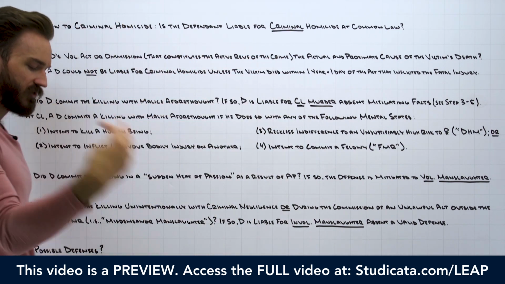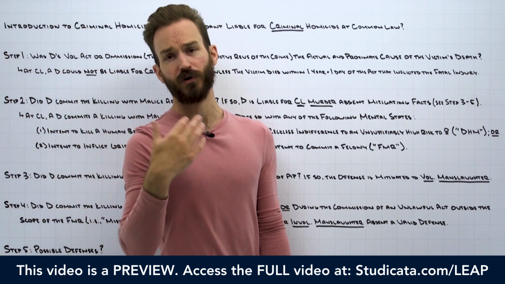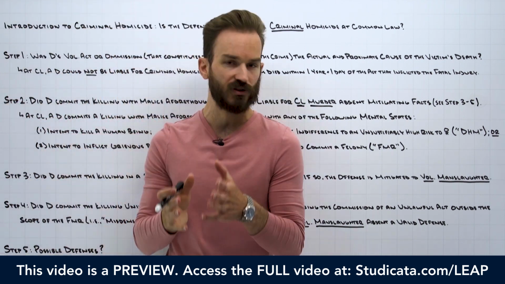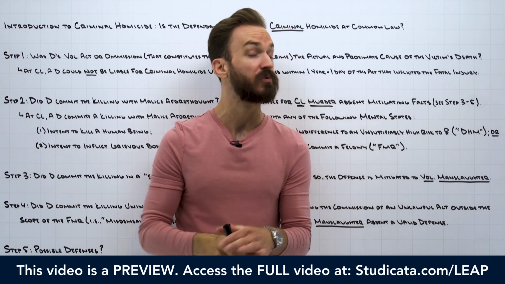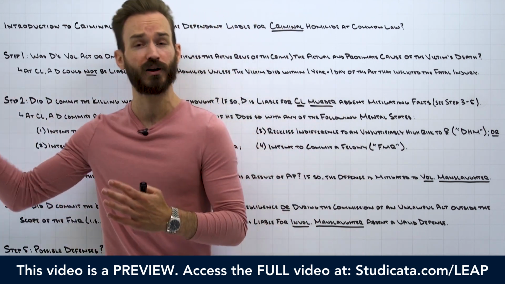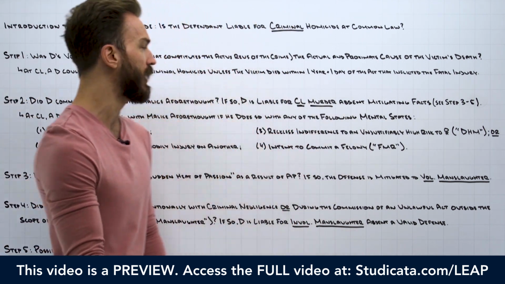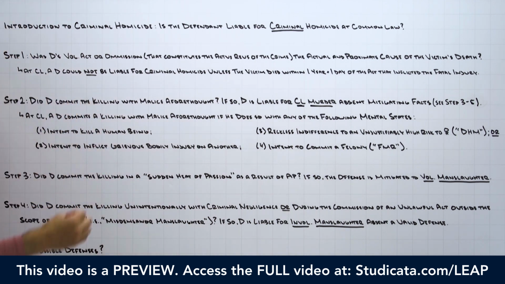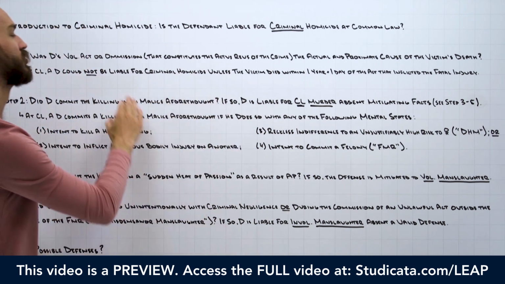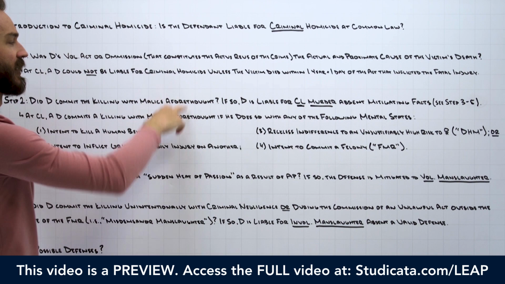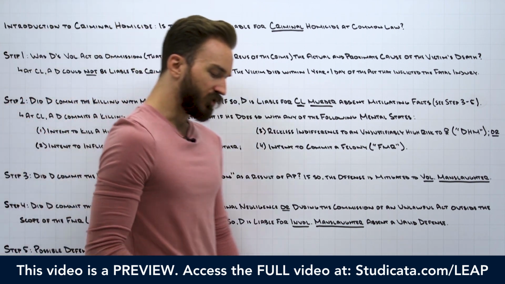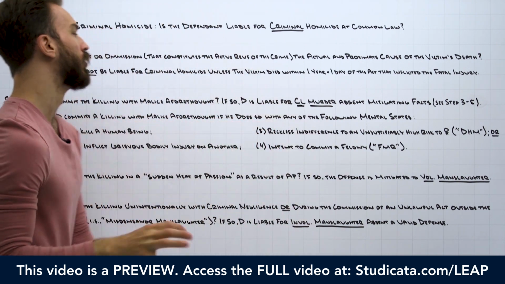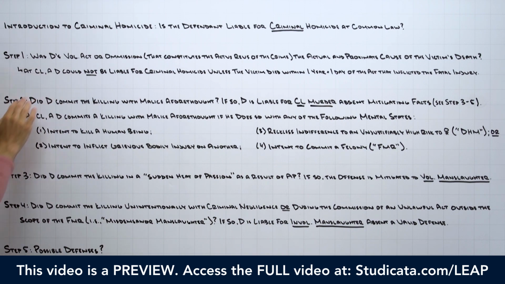Again, an important takeaway, you're going to keep hearing me say it over and over again. Just because the defendant's not liable for one crime doesn't mean the defendant can't be liable for a different crime. So in those situations, the defendant would probably be liable for something else, just not criminal homicide, right? So once we get past step one, we have to move on to step number two, right?